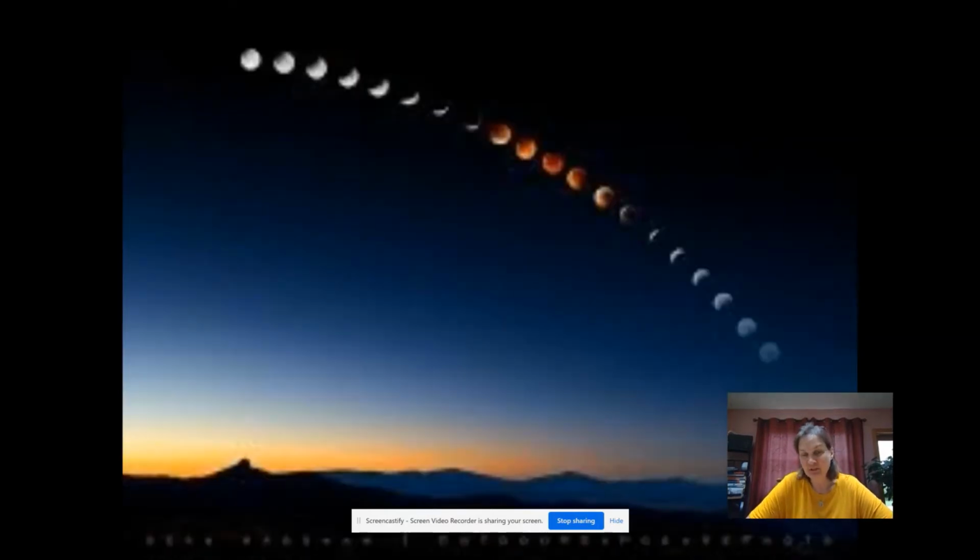Here was someone who had set up their camera, didn't move the camera, and had taken several photographs one evening during a lunar eclipse.